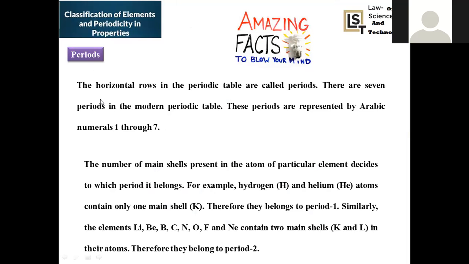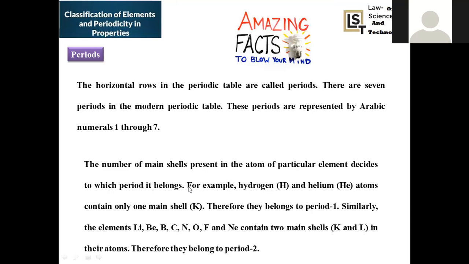Here, just now we discussed vertical columns called groups. Each group consists of a series of elements, all having resemblance in their chemical as well as physical properties. In contrast, periods are designated as the horizontal rows, right? When we move from left to right, those horizontal rows are designated as periods. In the entire periodic table, there are 7 periods, ranging from 1 to 7. The number of main shells is designated by the period number, so that is nothing but the principal quantum number assigned to the period.